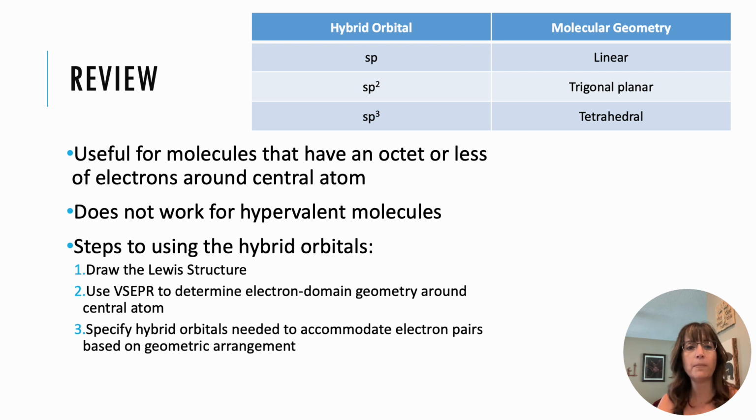Let's just pause for a moment and do a really quick review. sp, count 2 things, linear. sp2, count 3 things, trigonal planar. sp3, four things, tetrahedral. This is useful for things that have an octet or less. Doesn't work for hypervalent molecules very well.